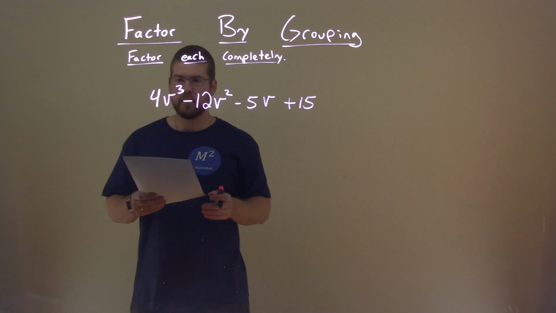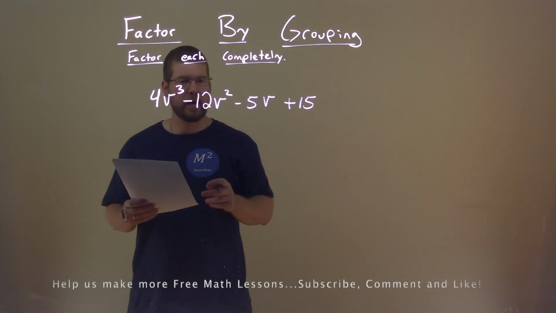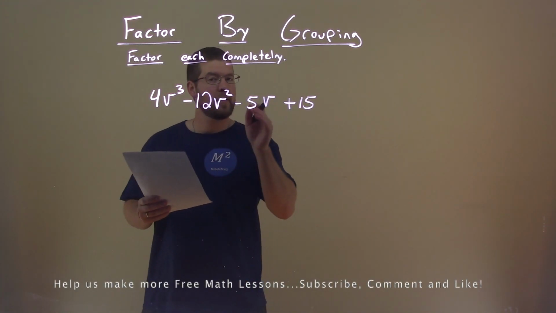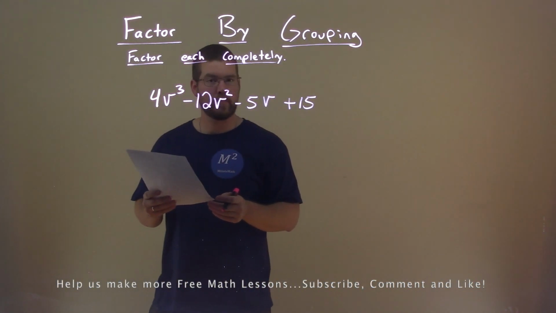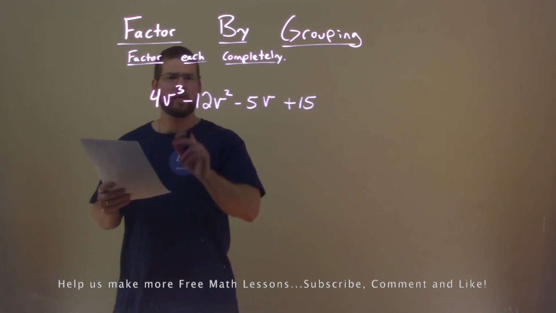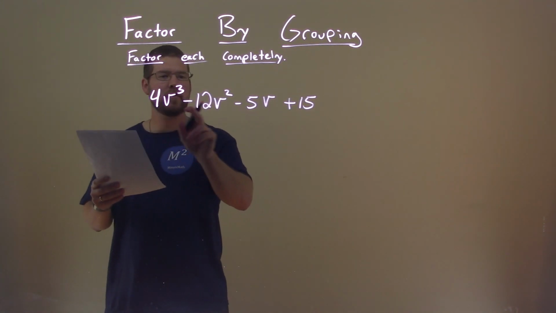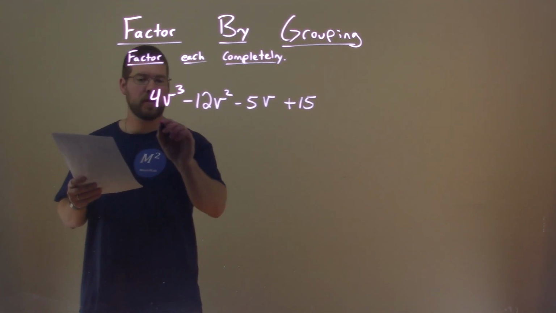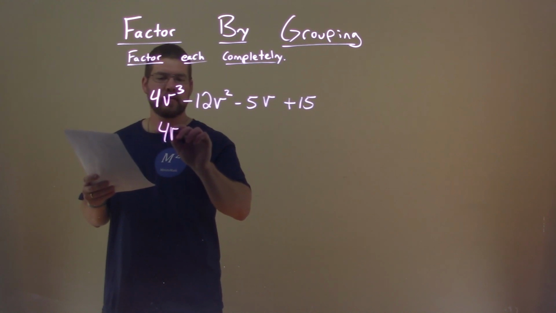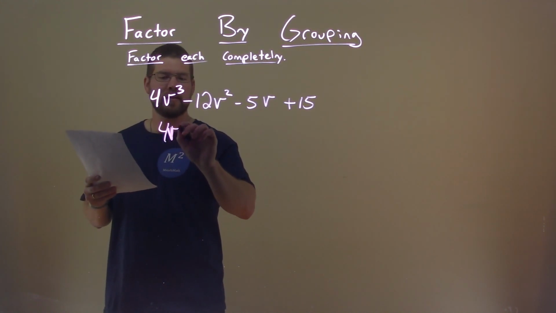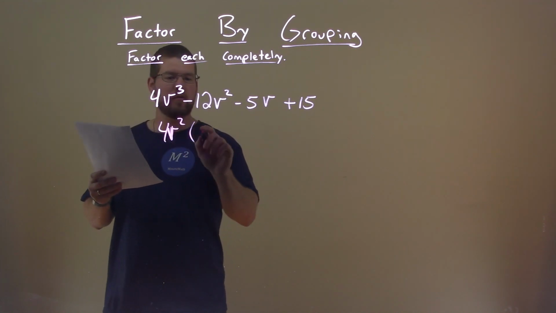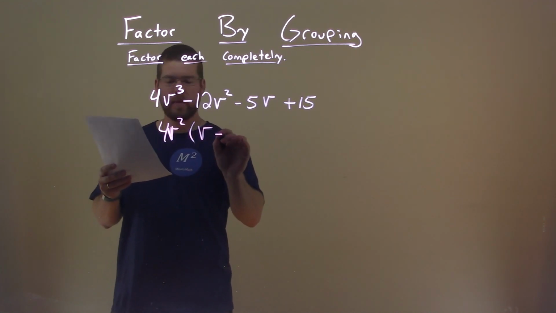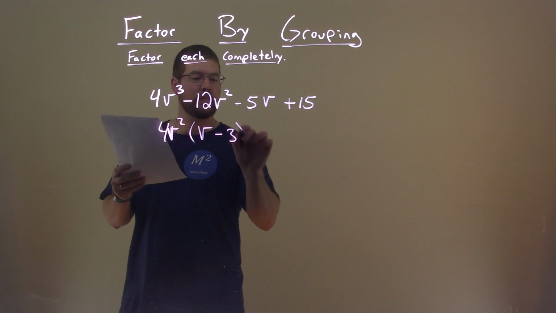We're given this problem right here: 4v to the third power minus 12v squared minus 5v plus 15. And we need to factor this completely. The first two numbers here, I can see that a 4v squared goes into both of them. So if I pull that out, 4v squared here, I pull that out of both of them, what are we left with? Well, v in the first part minus, well, just a 3.